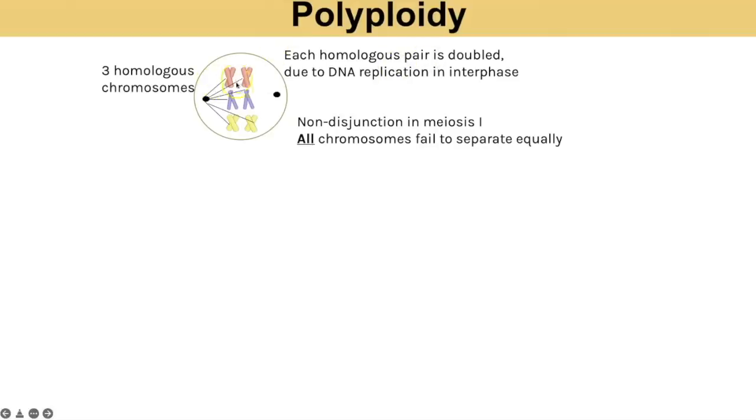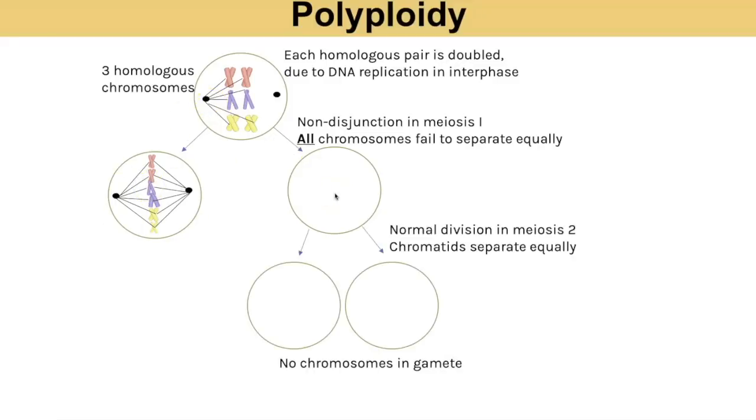Each homologous pair is doubled in replication, and that happens in interphase. In this example, we have non-disjunction in meiosis 1. For some reason, the spindle fibers haven't attached to the chromosome on this side, and they have attached to all of the chromosomes on the other side. So when the spindle fibers retract, it's going to pull all of the chromosomes to one side of the cell, and therefore they're all going to be in this cell and there'll be no chromosomes in the next one. In meiosis 2, that would mean that these 2 gametes will contain no chromosomes at all. So those gametes will not function.